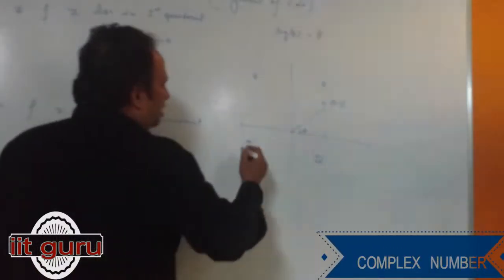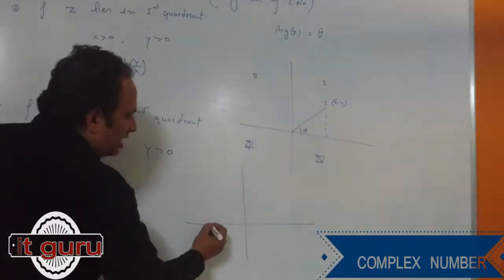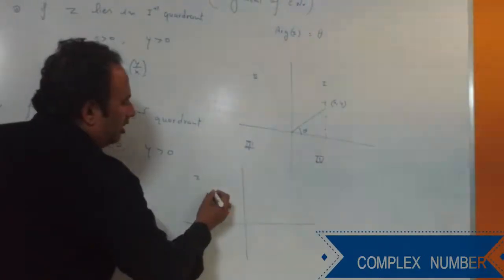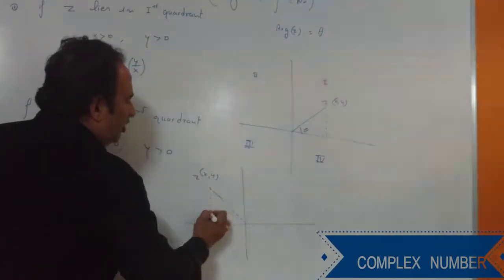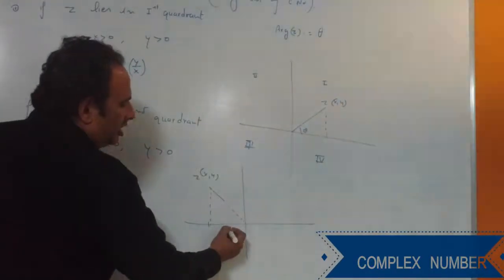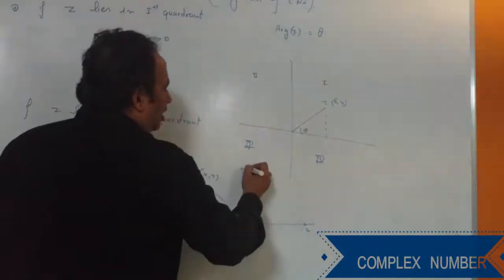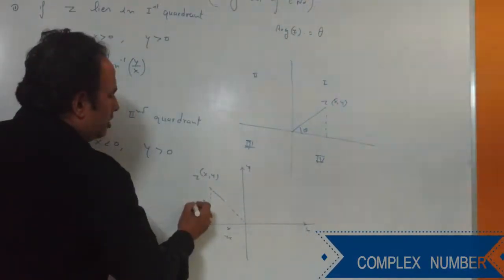Let me draw the second quadrant here. That is, if z lies in the second quadrant, here somewhere is z, so we say (x, y). So what do we find here? This is the x-axis, this is the y-axis. Here x is negative and y is positive.